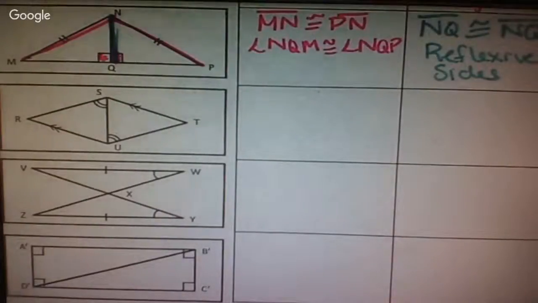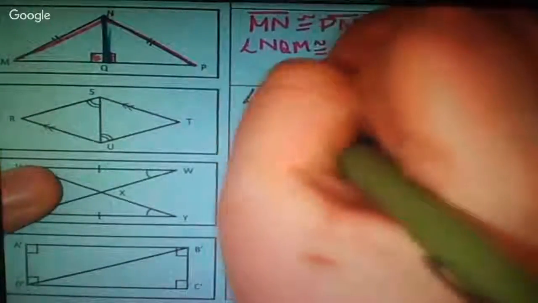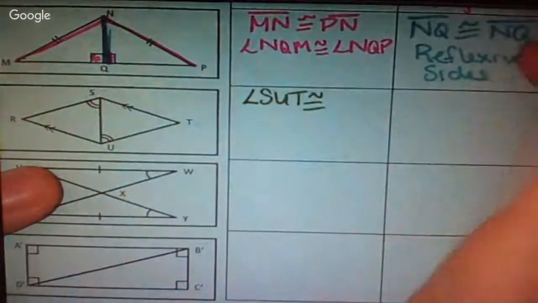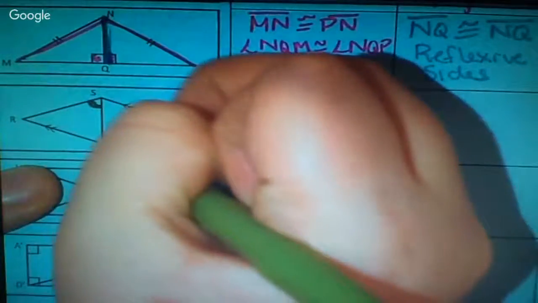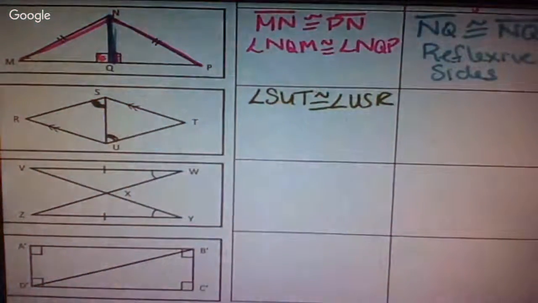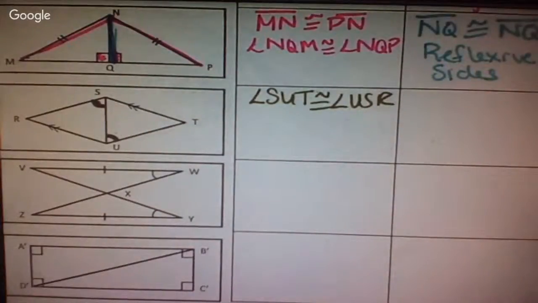Okay. Take a look at this one. That looks complicated. Okay, so we've got parallel lines. So right now, all they tell us is that angle SUT is congruent to angle USR. So this angle and this angle are congruent. That's all they show us in the picture. When you look at this, how would you know where to start? You would automatically look and ask, do they share anything in common?